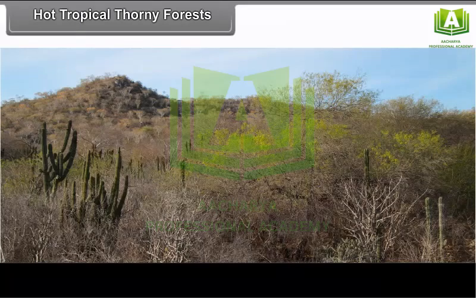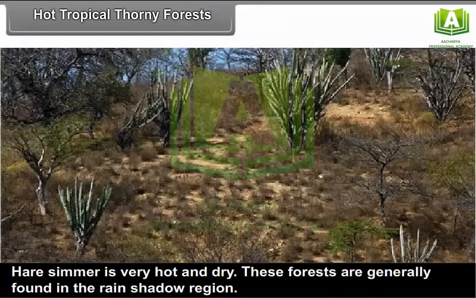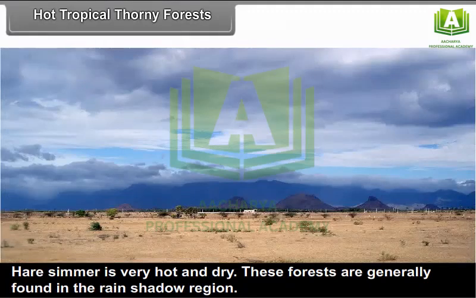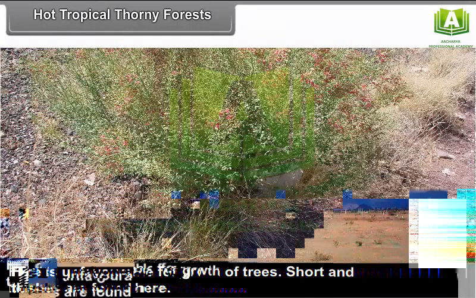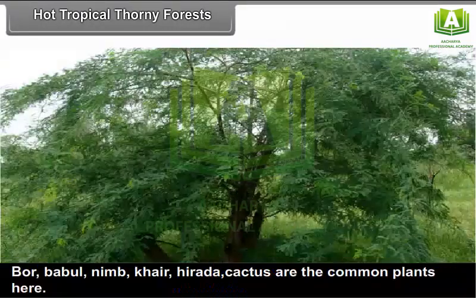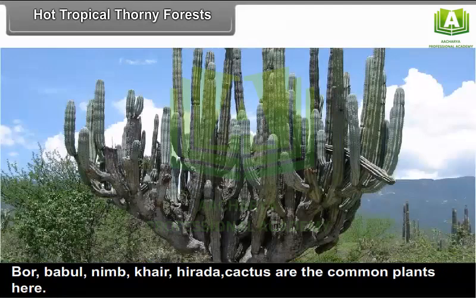Hot tropical thorny forests. Hot tropical thorny forests are found in regions which receive less than 500 mm rainfall. Here, summer is very hot and dry. These forests are generally found in the rain shadow region. Here the climate is very unfavorable for the growth of trees. Short and thorny bushes are found here. Bor, babul, neem, khair, hirda, and cactus are the common plants found here.